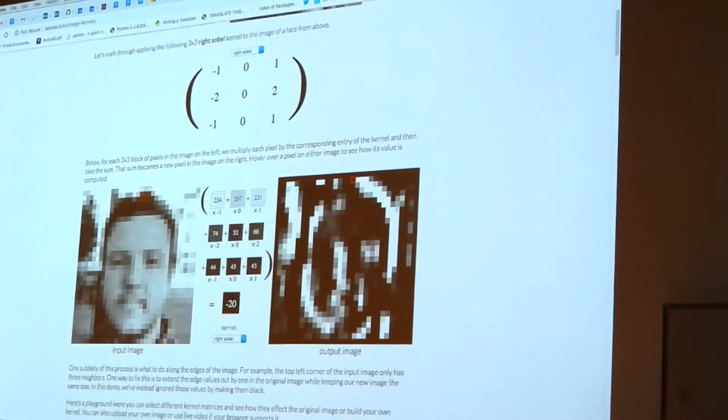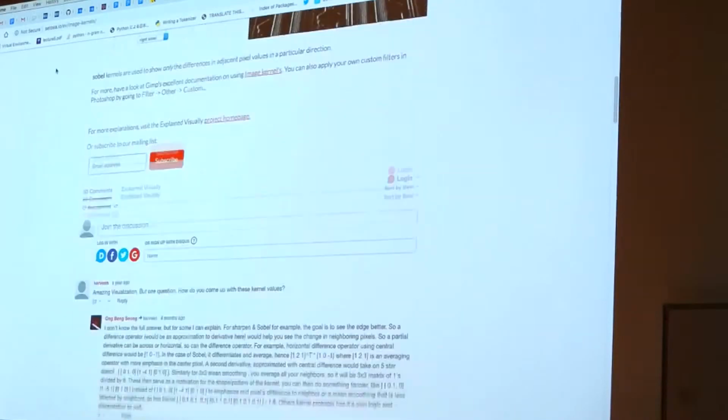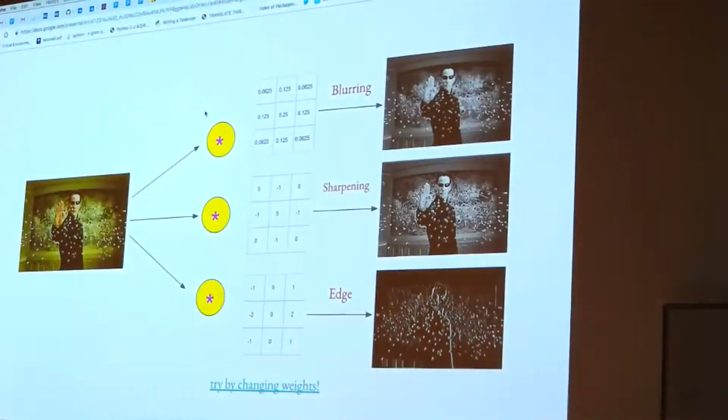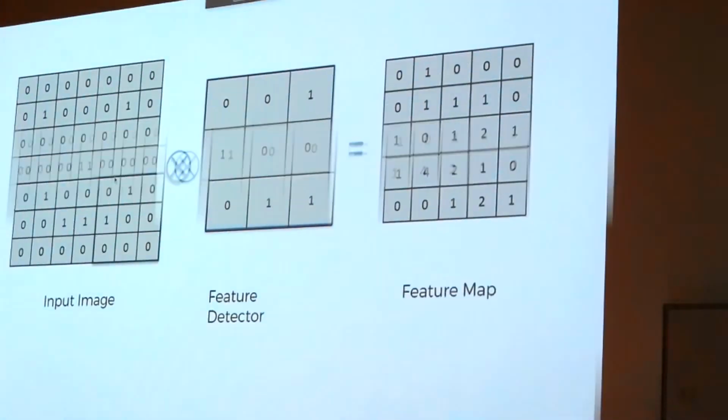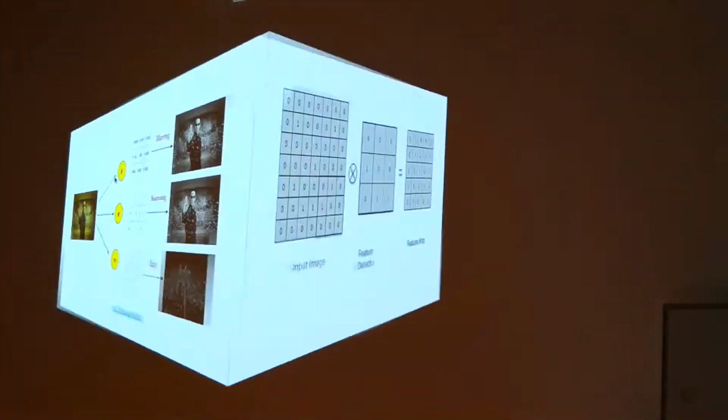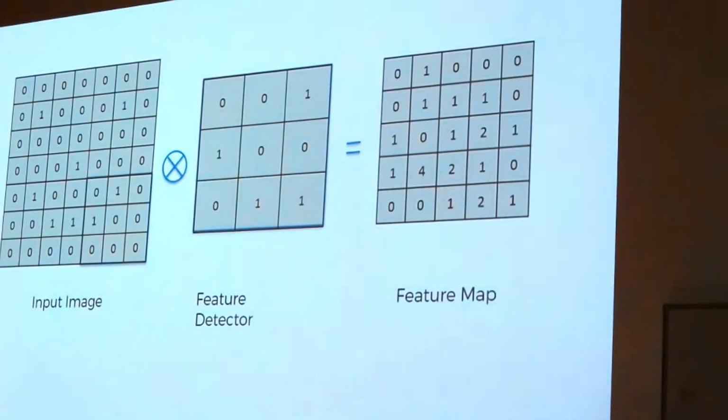So these numbers are really important for us. You can check out this page later. So this is the input image, and we're convolving, and then we are getting a feature map.